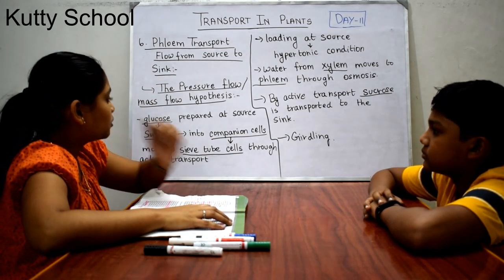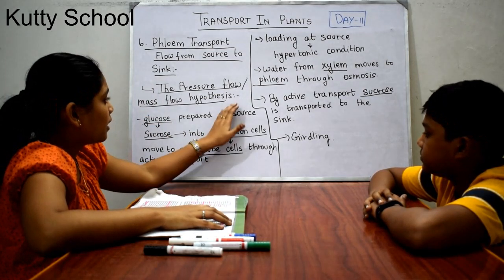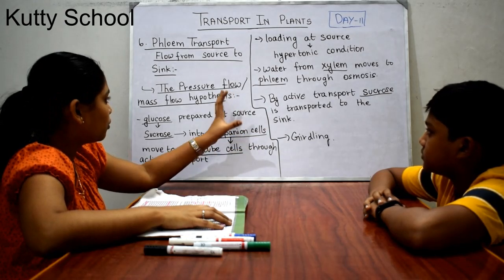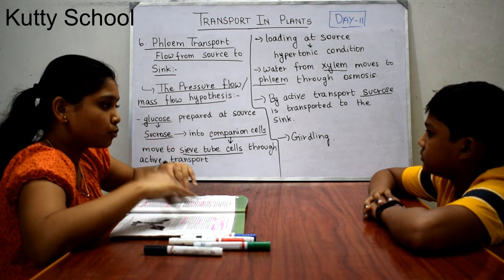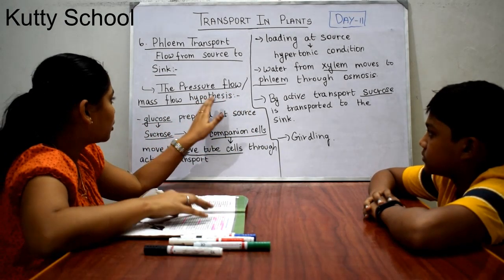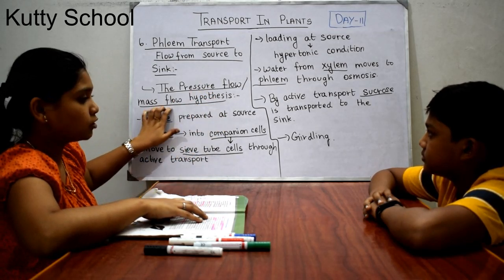This is nothing but the flow of food materials or nutrients in a specific sequence. How the food materials flow from the leaf to roots or roots to leaf, how this process or mechanism works, is known as the mass flow or bulk flow hypothesis. Pressure flow or mass flow hypothesis.